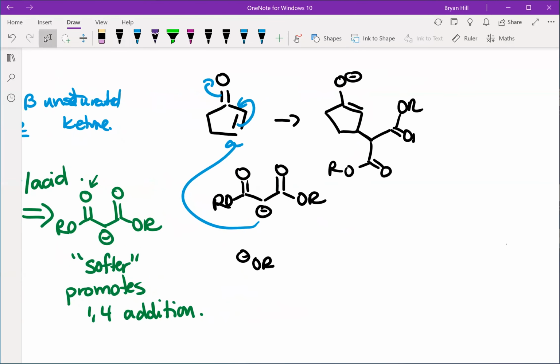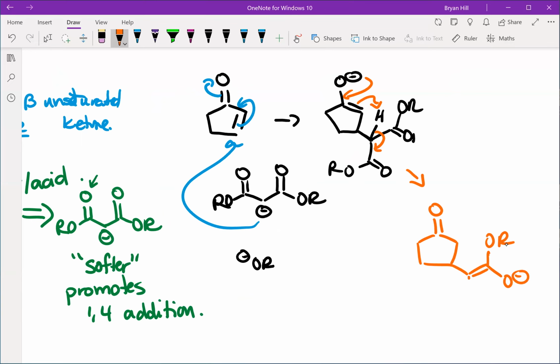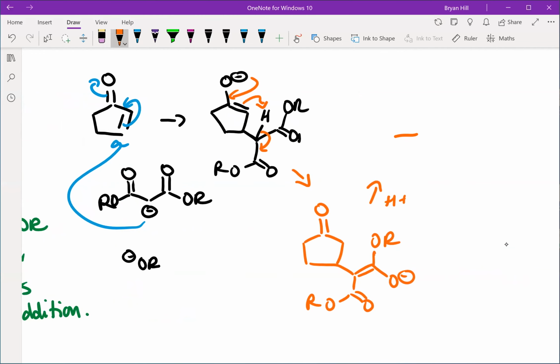our 1,4 addition product. And what could conceivably happen, depending upon what the solvent is that we're using, is the resulting enolate gets protonated, and we would have something like this. This could be stabilized. You've got a stabilized enolate, and then this will get protonated, H plus eventually, and we have our corresponding 1,4 addition product.